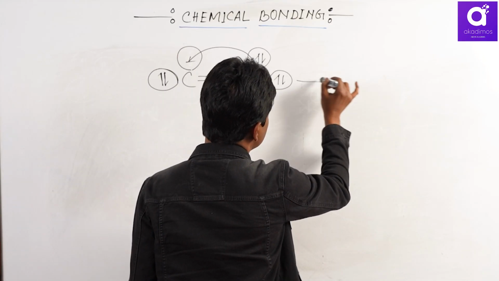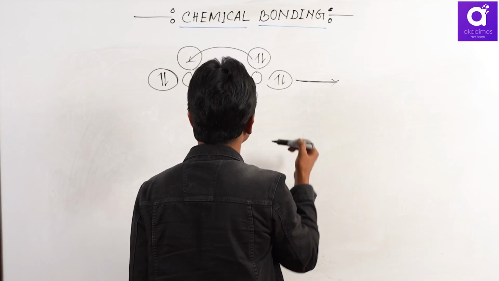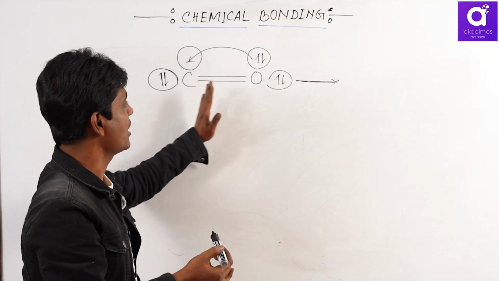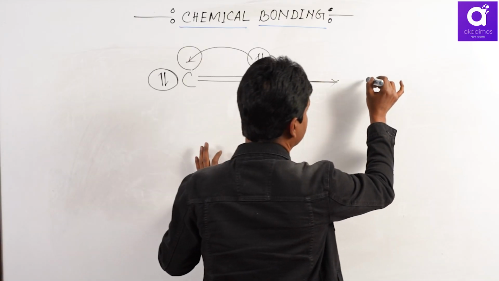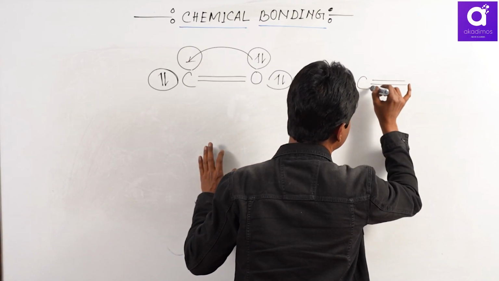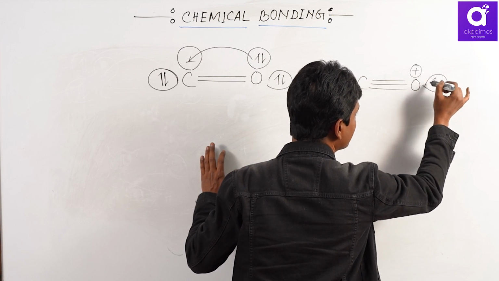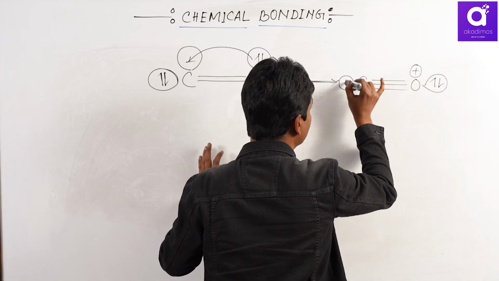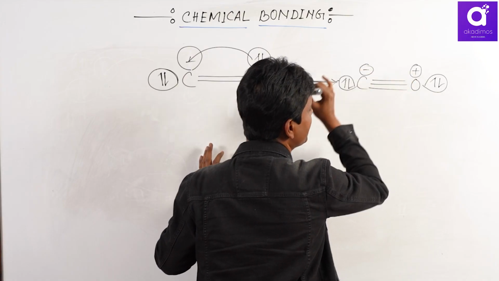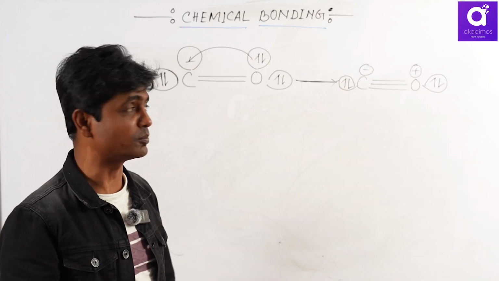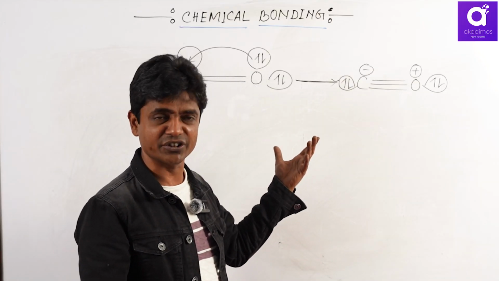Now you will get the structure of carbon monoxide. See the structure, acceptor is minus, donor is plus. You will get carbon-oxygen triple bond, oxygen plus donor with a pair of electrons, carbon acceptor with minus formal charge. This is the actual structure of carbon monoxide that you know, which is poisonous.